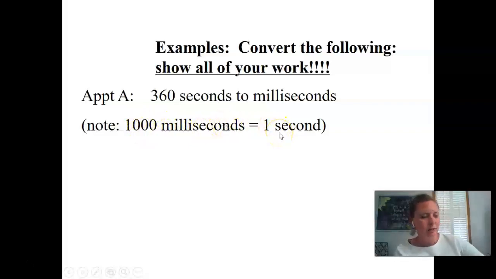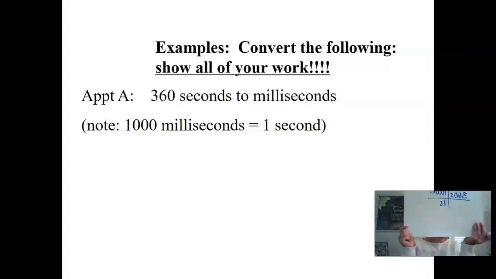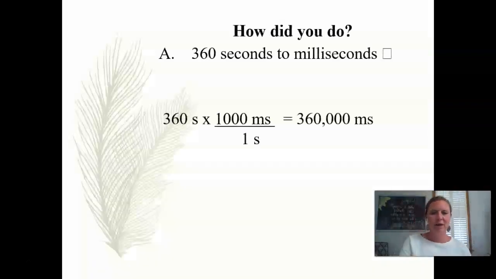So once again, we're going to set it up with what we know. What we know is 360 seconds. And then we know that for every 1 second, that equals 1,000 milliseconds. And so we're just going to set it up like this on the board. Once again, if you think about it, all we're going to do is cross multiply. We're going to take 360 and multiply that by 1,000, and that's going to give us our 360,000 milliseconds.